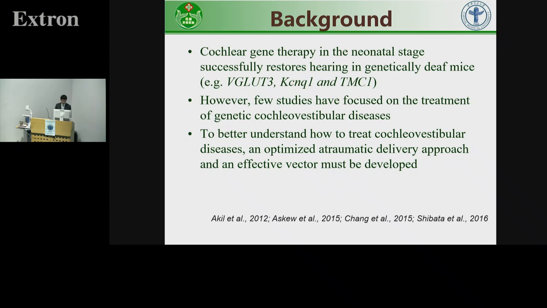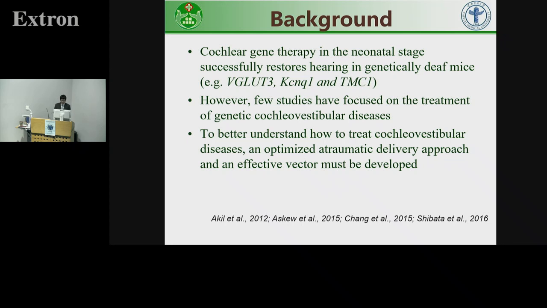Recently, several papers have shown that cochlear gene therapy through the round window membrane or the scala tympani or scala media in the neonatal stage successfully restored hearing in genetically deaf mice. Here are several papers: one used a virus harboring the V-glut3 gene, and others used KCNQ1 and also TMC1 genes. However, few studies have focused on the treatment of genetic cochlear vestibular diseases.